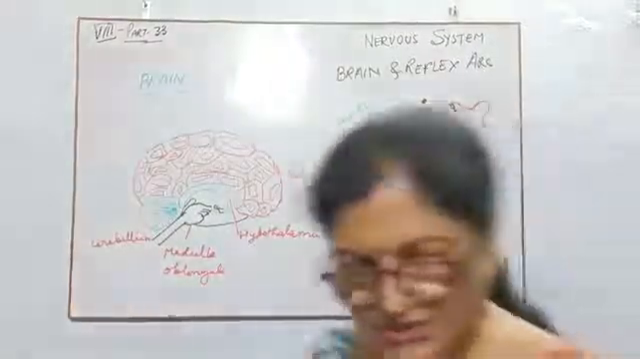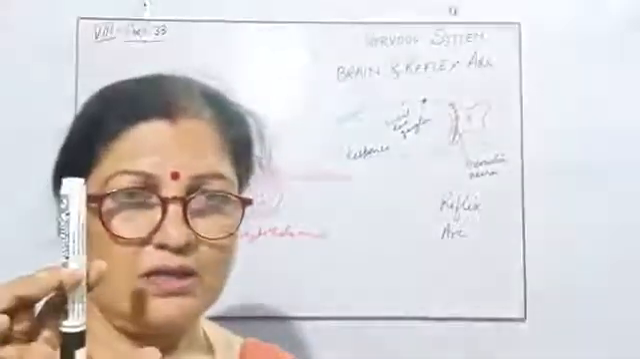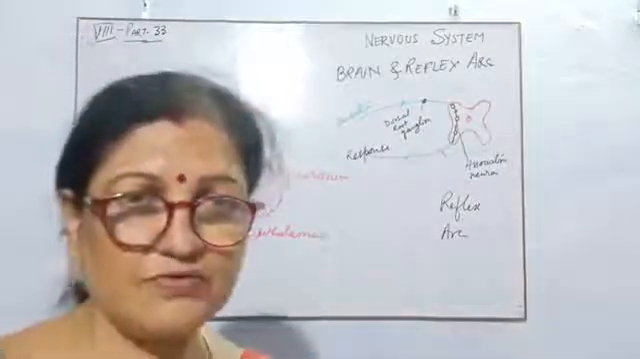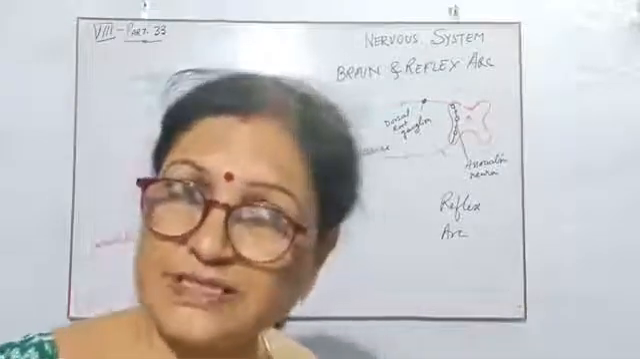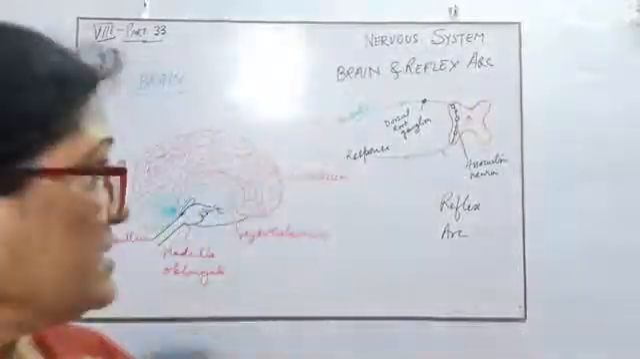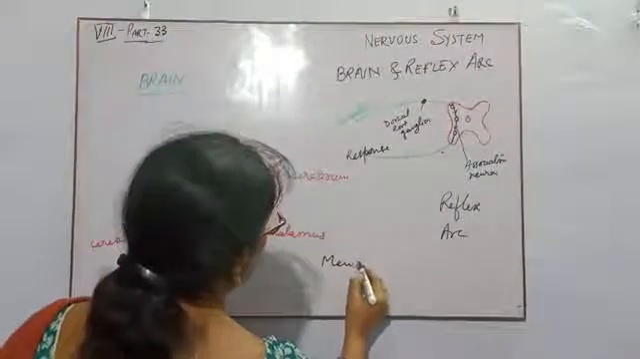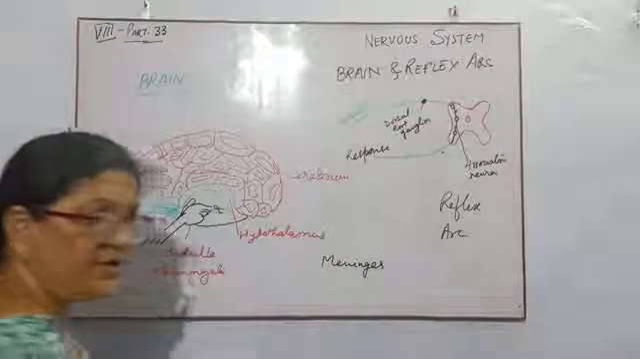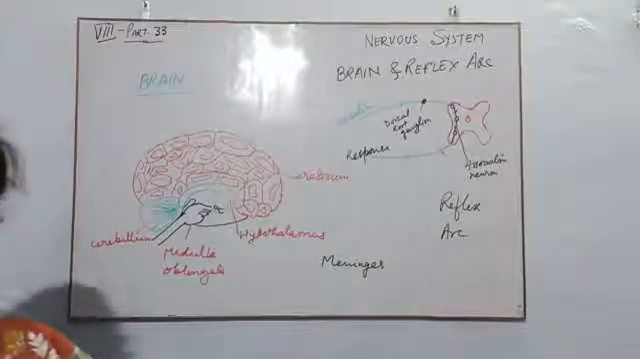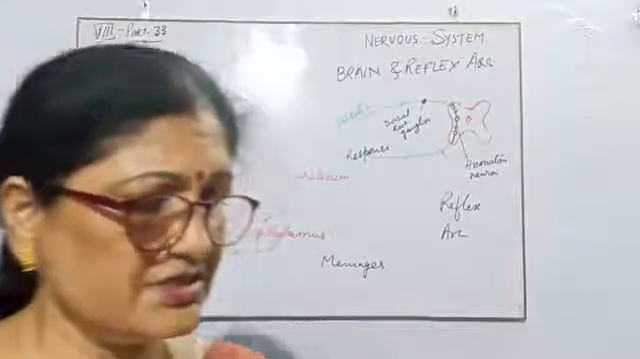Our brain is the soft part of our body which is covered and protected by the skull. But the covering of the brain is called meninges. Here I have not drawn properly, but one line you can draw above it. And this meninges has 3 layers.